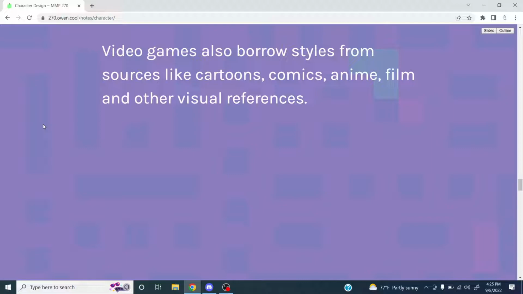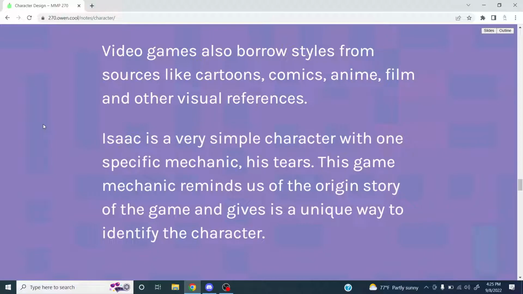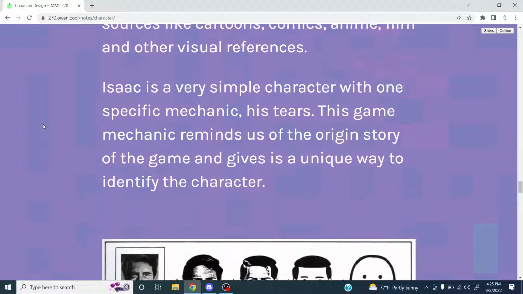Video games borrow styles from a lot of different types of media, like cartoons, comics, anime, film, and other visual references. But ultimately, we want to create these simple characters that give us an easy avatar to identify with.